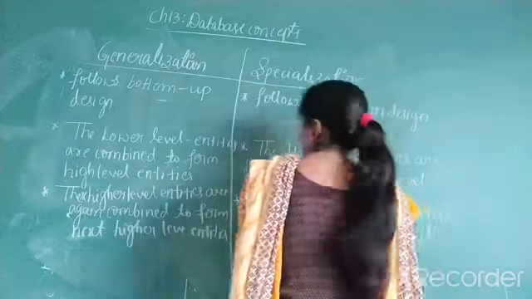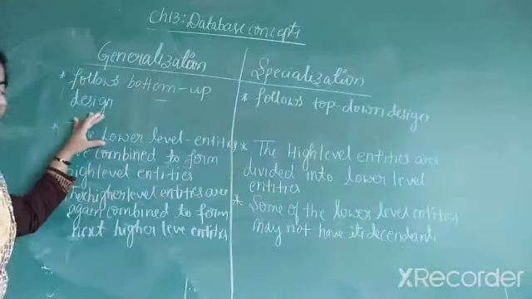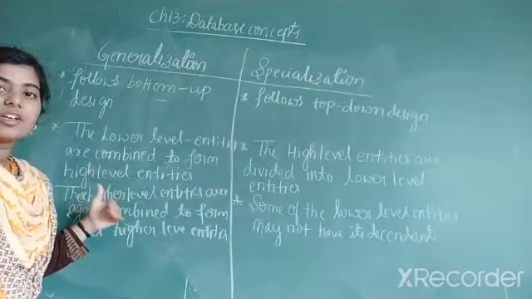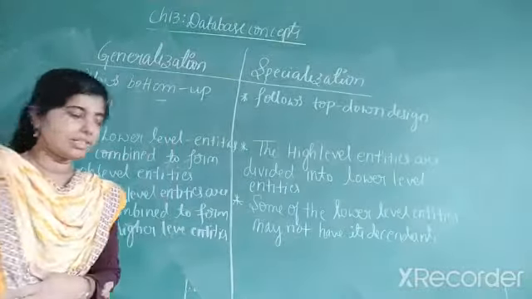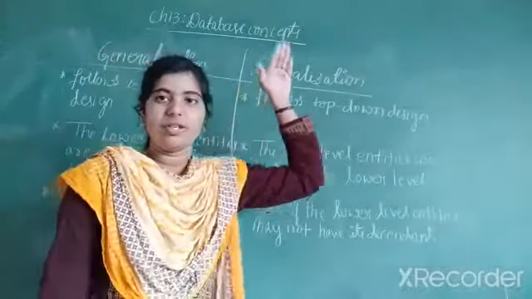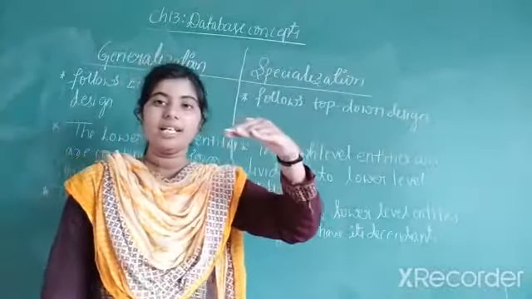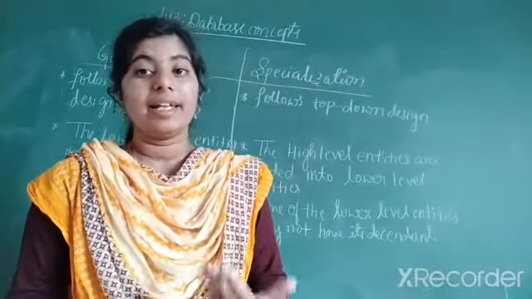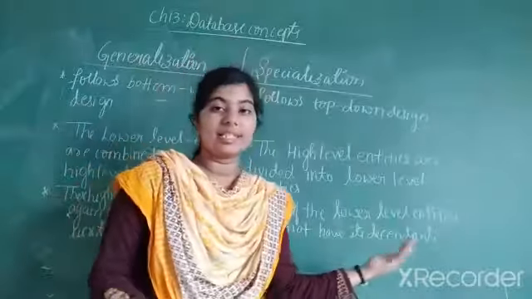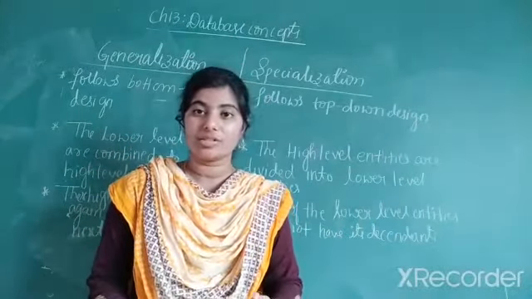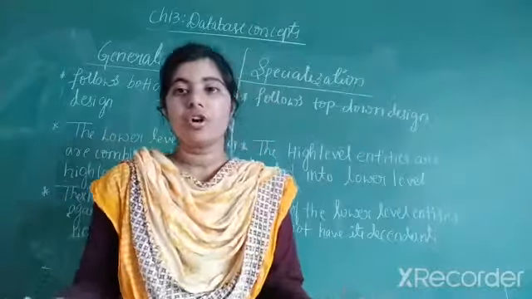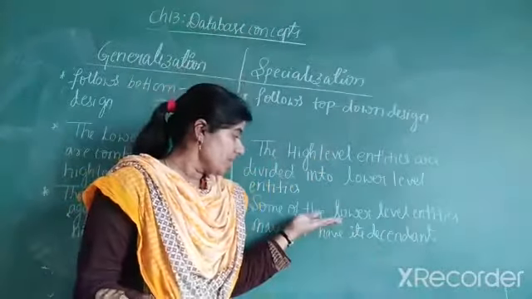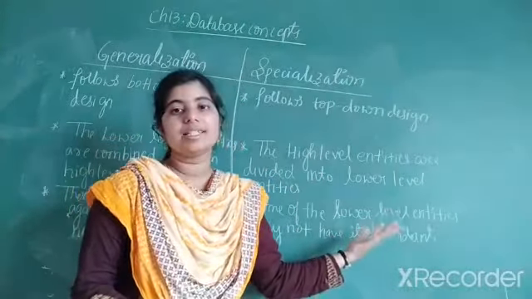So here what we are saying is, if we combine the lower level entities we may get the higher level entities, and these higher level entities are again combined to get the next higher level entities. But in case of specialization, since it is a top-down design, the higher level entities are classified into lower level entities. Those lower level entities may not have descendants, because it is not possible to divide them further. So some of the lower level entities may not have their descendants.